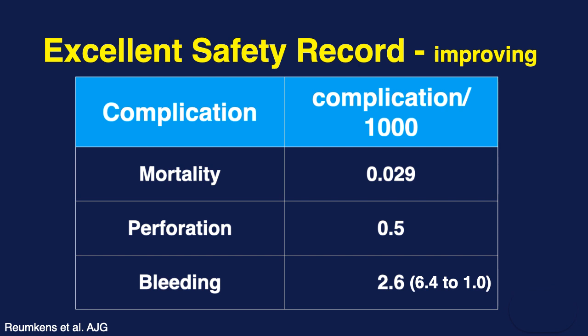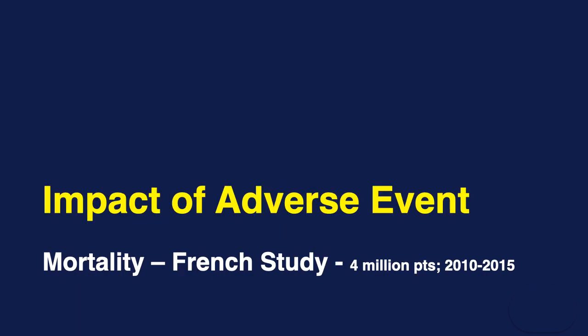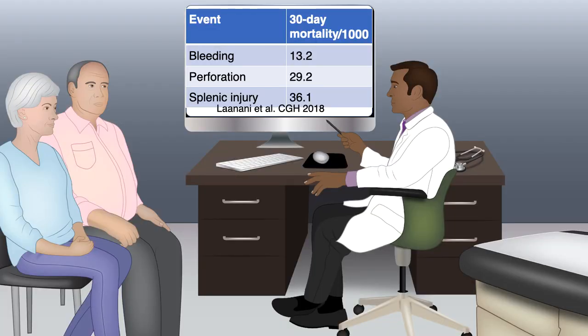Let us look at the impact of these adverse events in patients undergoing colonoscopy. Again, a very large study of about 4 million patients. What does this study tell us? Among the three major complications, bleeding, perforation, and splenic injury, the 30-day mortality for bleeding is low compared to perforation and splenic injury. So we could safely say now, unlike in the early 70s when patients with bleeding had much worse outcomes, that we could reassure patients that if bleeding were to happen, we could take care of them.